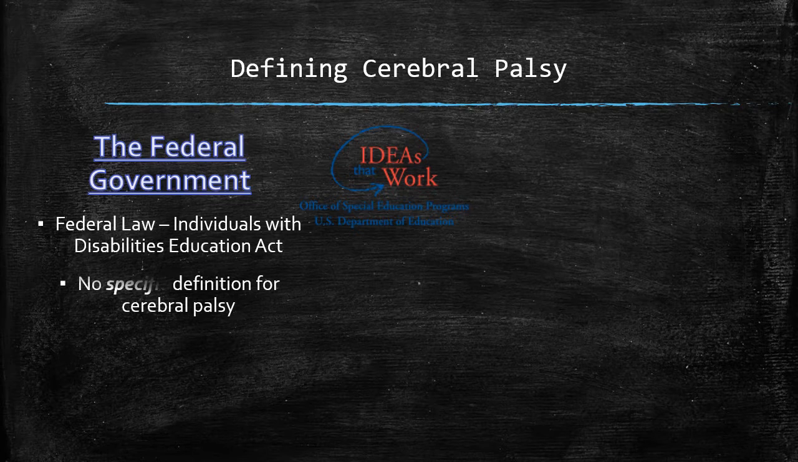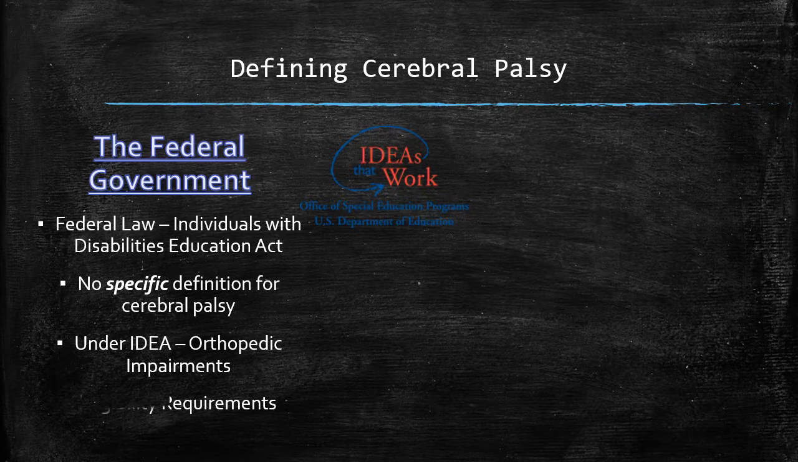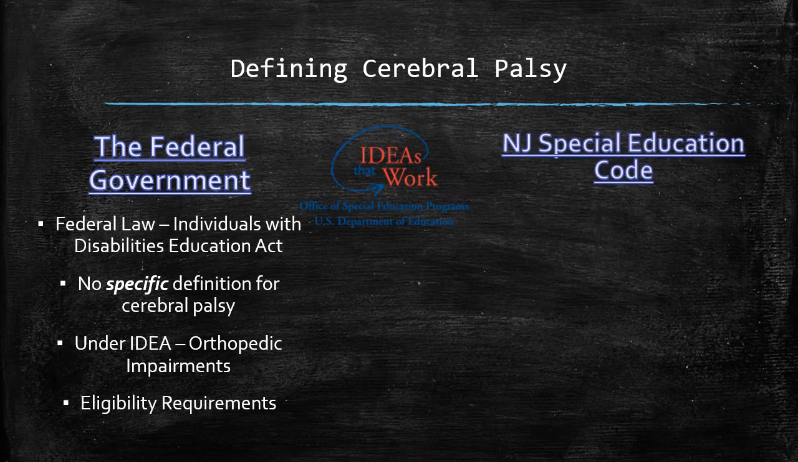Even though there is no specific federal definition for cerebral palsy, the disability belongs to one of the 13 IDEA categories known as orthopedic impairments. To qualify for special educational amenities under orthopedic impairments, IDEA states that a student must have a severe orthopedic impairment, such as cerebral palsy, and the impairment must adversely affect educational performance.